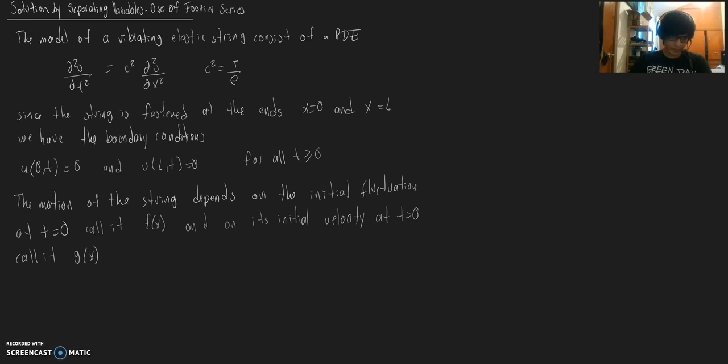So that means that the fluctuation function at any point x when time is equal to 0 is equal to a fluctuation function f of x, and that the velocity of the fluctuation at any point x at the time equals 0 is equal to a velocity function called g of x, where x goes from 0 to L. Those are the boundaries of the motion of the string.